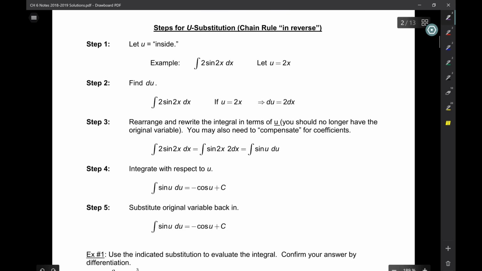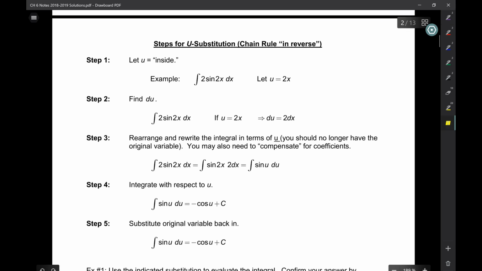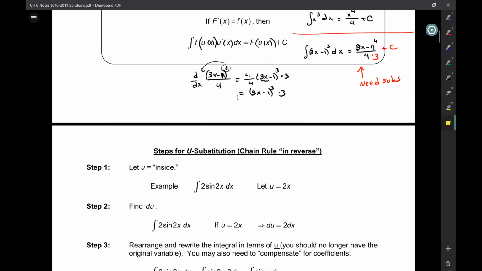So the way u substitution works is this. Remember, for all functions, even before, we had an inside function and an outside function. Like in here, what's the inside function?